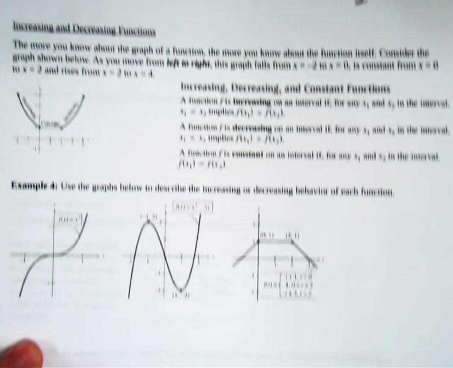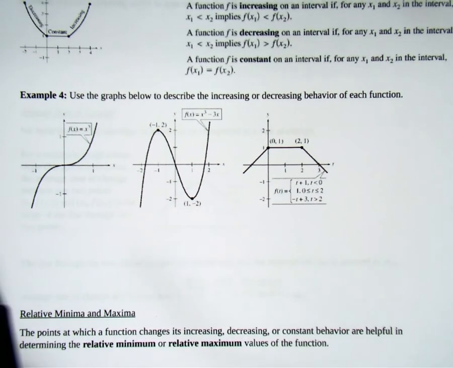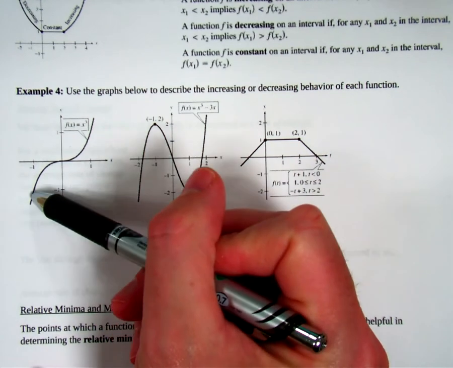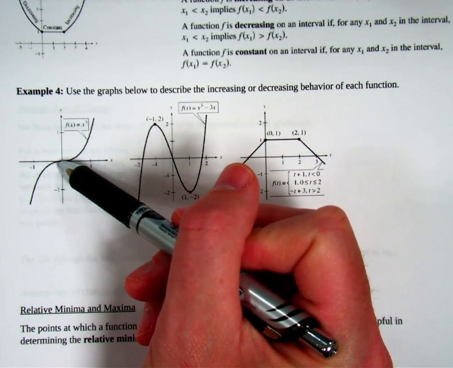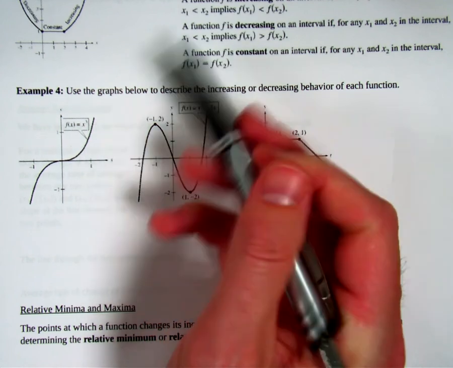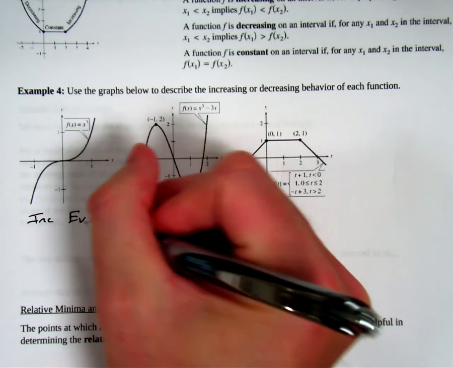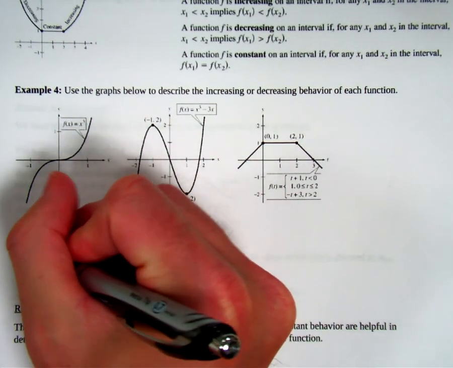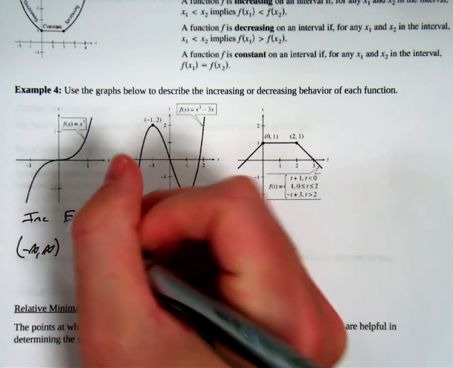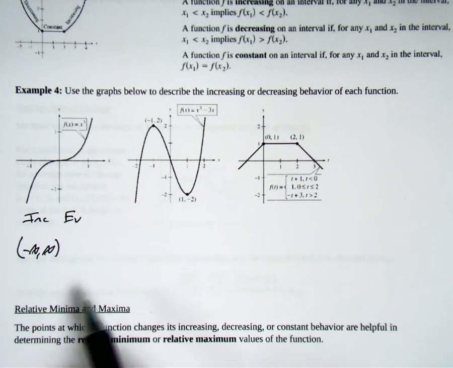Okay, so let's see if we can apply increasing and decreasing to these. All right, this one's tricky. It's increasing, and then here it looks like it's constant, but it's actually still very slowly increasing, and then it starts increasing faster again. So this is increasing everywhere. Or if you want to use interval notation, negative infinity, comma infinity. And remember, when you use infinities, it's parentheses because you can't ever get to infinity.